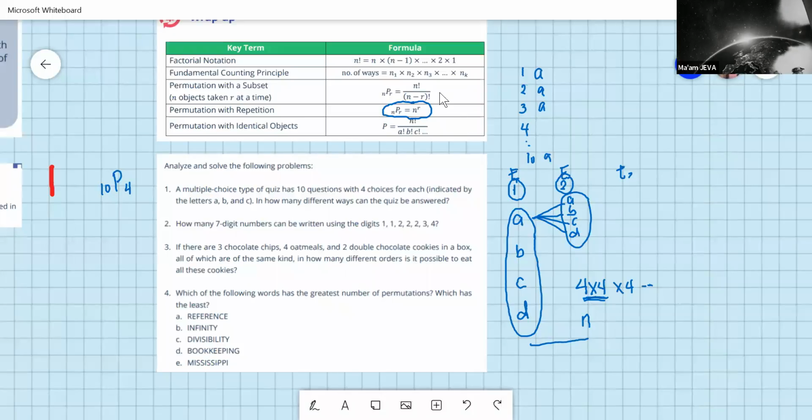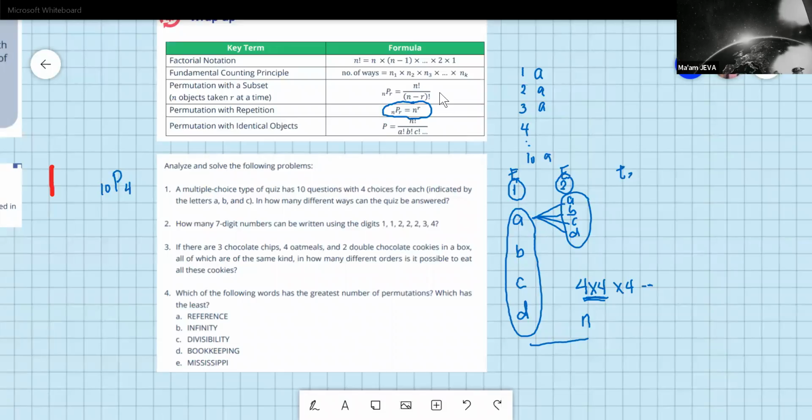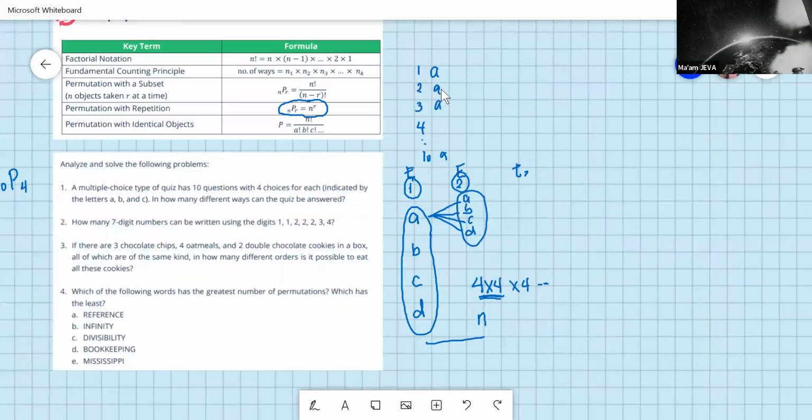The result is 5,040, which is not equal to the illustration we made using the Venn diagram or the model. So if it is repetition, your N is the number of choices, because that is what you choose from. Those are your objects. Your N is reversed.